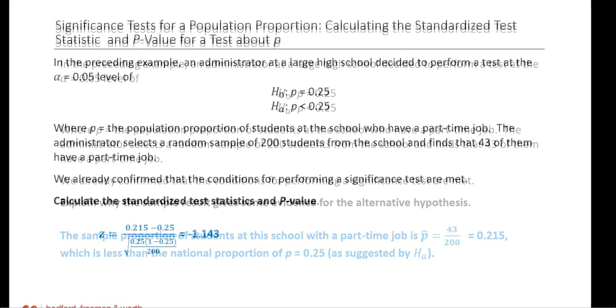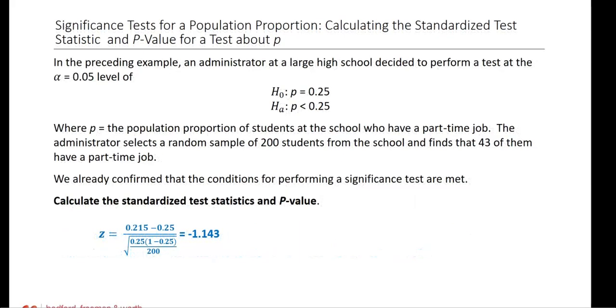Calculate the standardized test statistic. So that's where you're going to plug in here. And again, you're plugging p into the formula there. So p hat minus p, so 0.215, which is what we just got, minus 0.25. And then we're using p and q, p and 1 minus p, in the formula there. So using the 0.25 number, not the 0.215. We get z is negative 1.143.